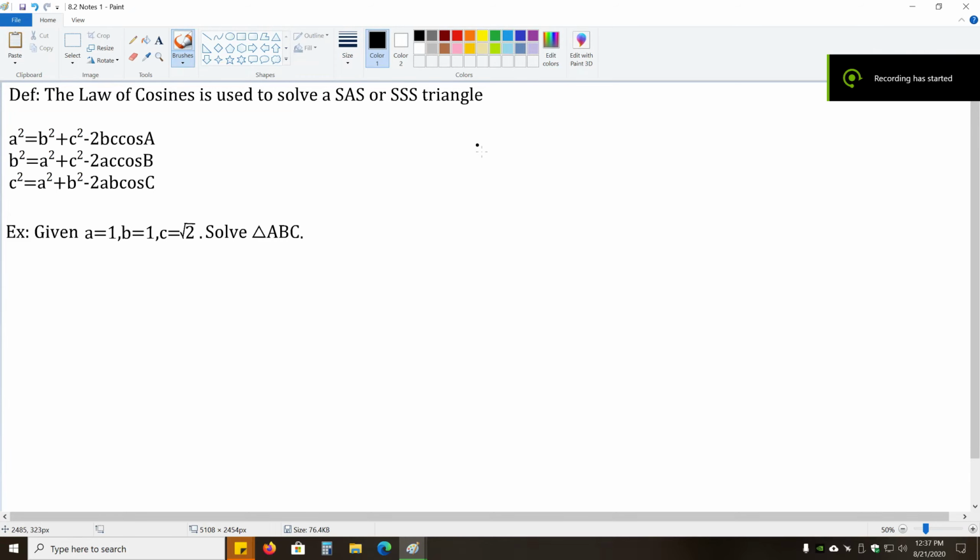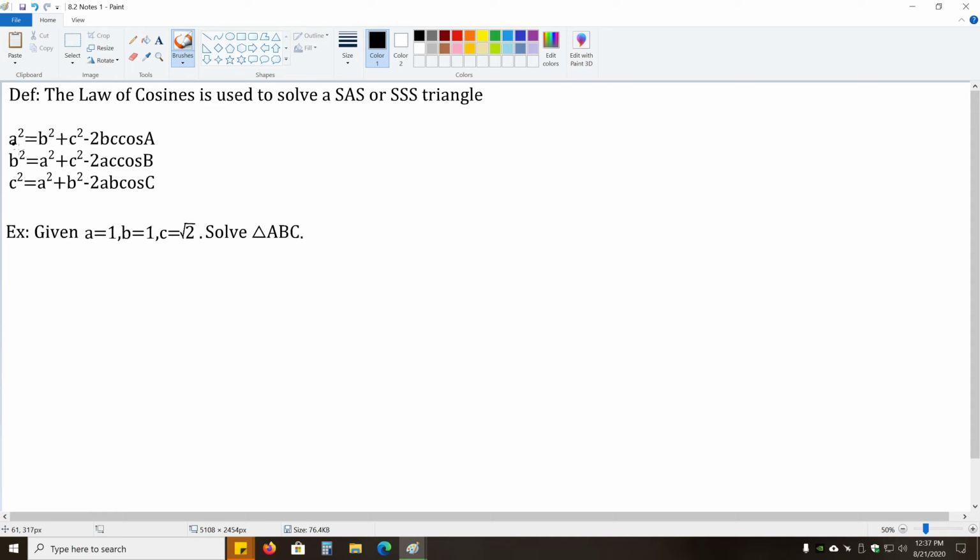So for the following section, we're going to be talking about the law of cosines. And the law of cosines says given a side angle side or side side side triangle, we have the following three formulas. At the end of the day, each of these formulas is the exact same thing, it just depends on which value you're solving for.